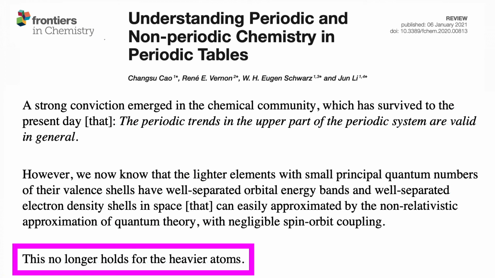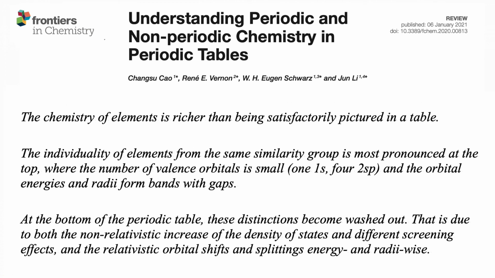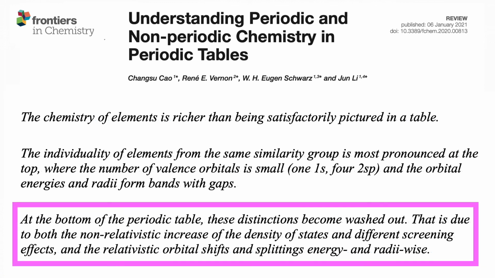This no longer holds for heavier atoms. The chemistry of the elements is richer than being satisfactorily pictured in a table. The individuality of elements from the same similarity group is most pronounced at the top of the periodic table, where the number of valence orbitals is small and the orbital energies and radii form bands with gaps. At the bottom of the periodic table, these distinctions become washed out.